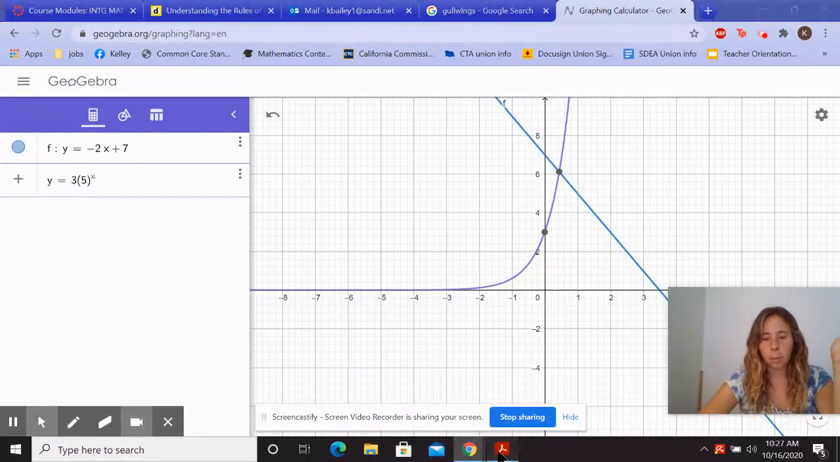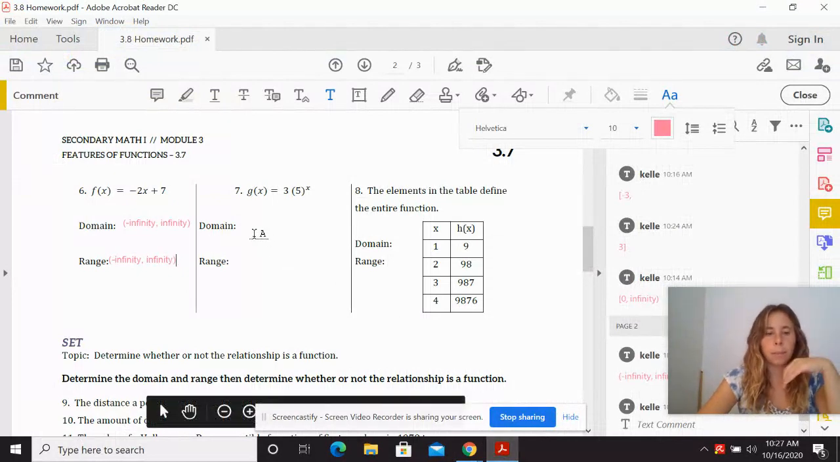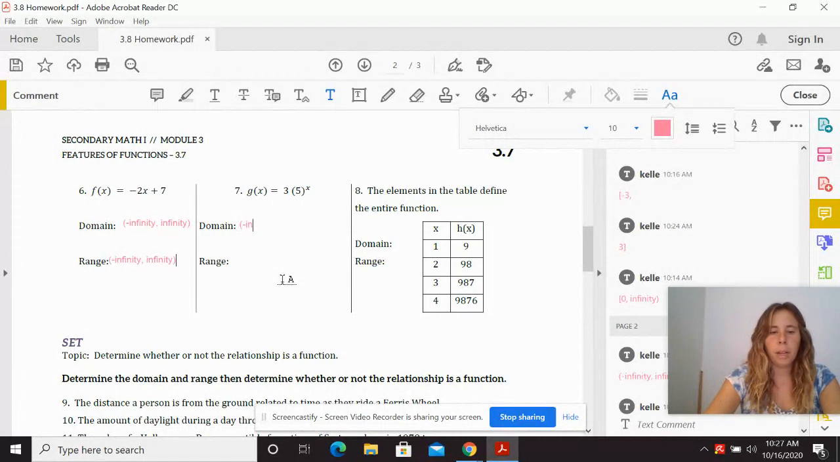I'll have to go back to the homework. There it is. Okay, so domain, negative infinity, it continues on forever in that direction, and then it continues on forever to the right.